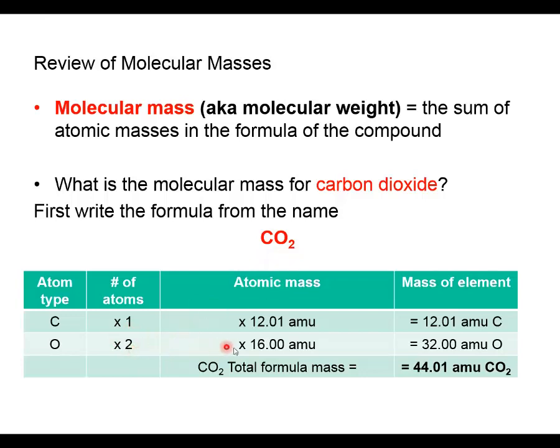So I take 2 times the relative atomic mass from the periodic table for oxygen of 16, and I end up with 32.00 atomic mass units of oxygen. Now if I add up the atomic mass units for carbon and oxygen in this formula, I get 44.01 atomic mass units of carbon dioxide.